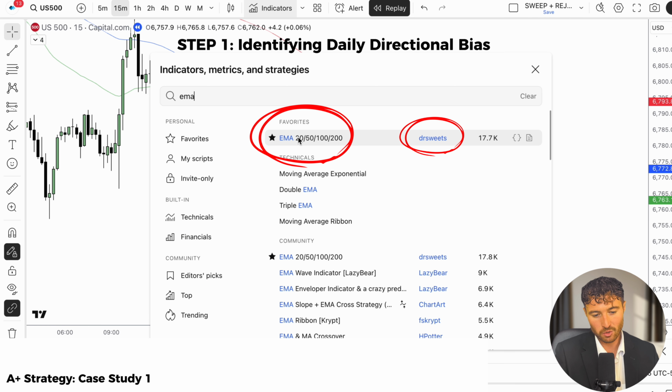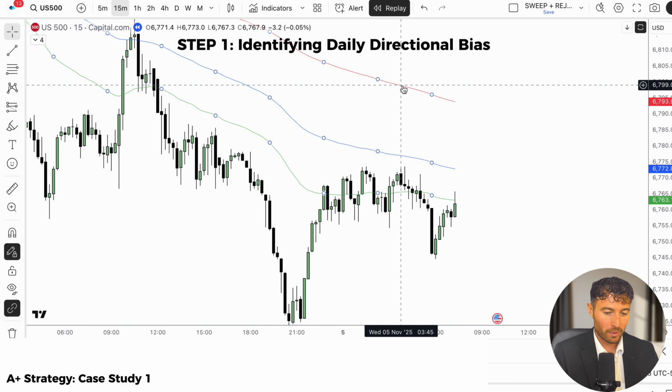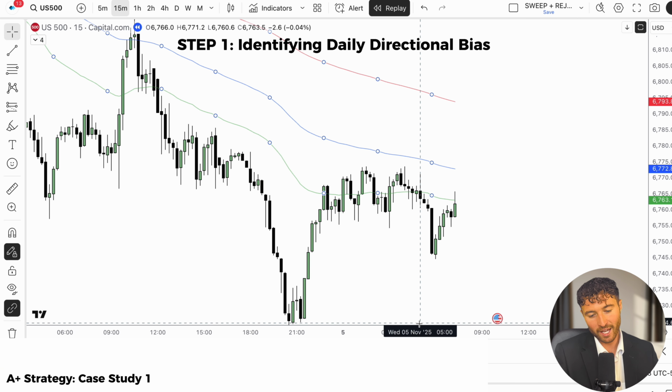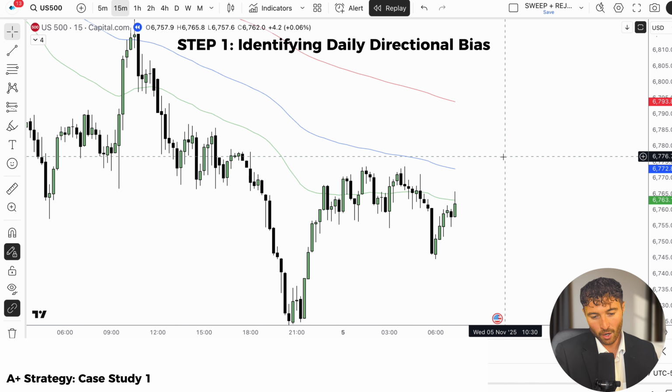It's this one by Dr. Sweets. You can add it to your favorites, add it to your charts. And then I want you to open up the indicator, double click the indicator, and you can uncheck the 20. So this is the 20 EMA right here. Uncheck this box, and then you're left with the 50, 100, and 200 EMA. And then you can click OK, confirm this, and you can now identify your bias in the markets.